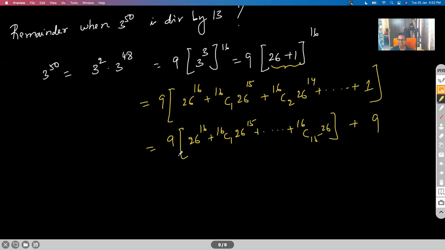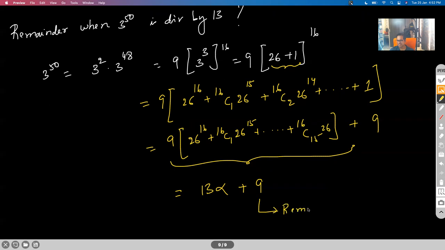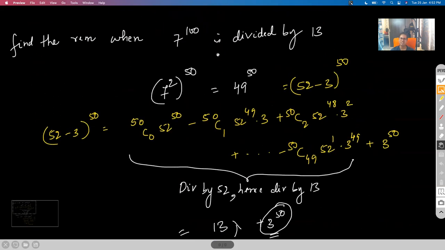So till here, everything will be divisible by 13. In fact, everything will be divisible by 26, so it will be divisible by 13 as well. Let's say I call it alpha and you will be left with a 9. That means 9 will be your remainder. So the answer to that original question also is going to be 9 only. So what is the remainder when this is divided by 13? The answer for this question will also be 9.